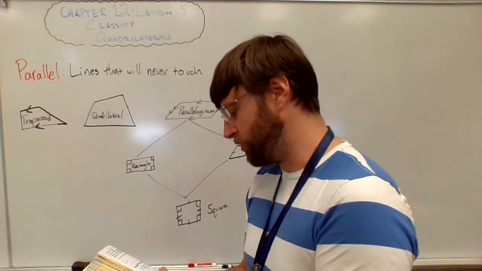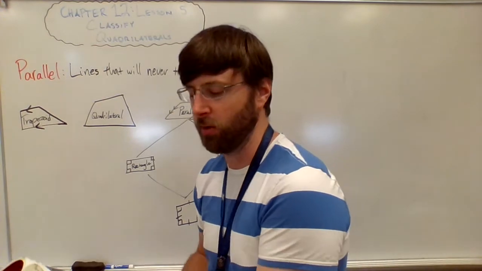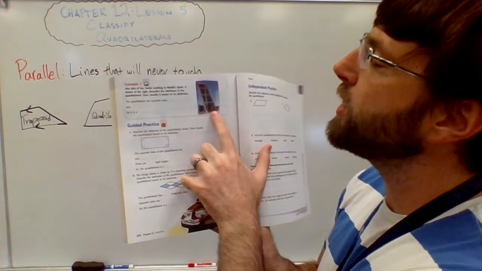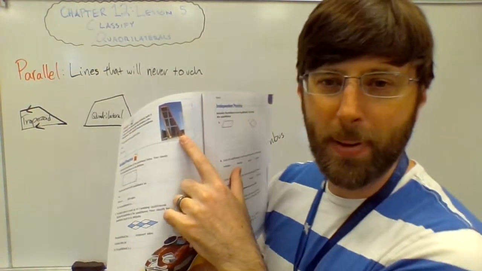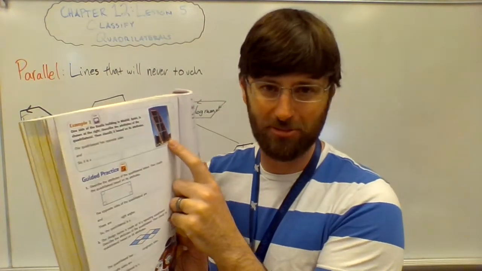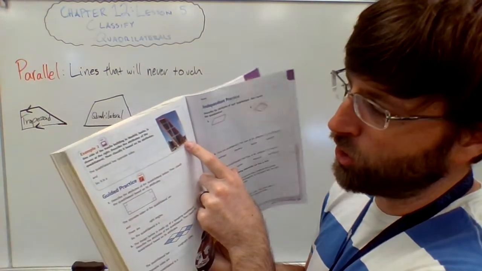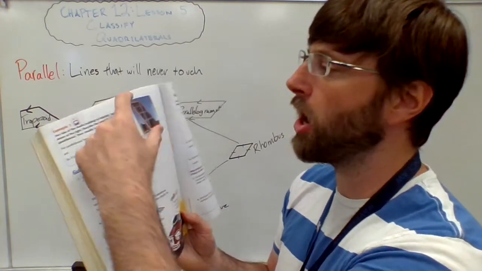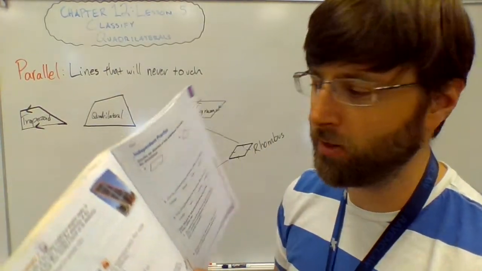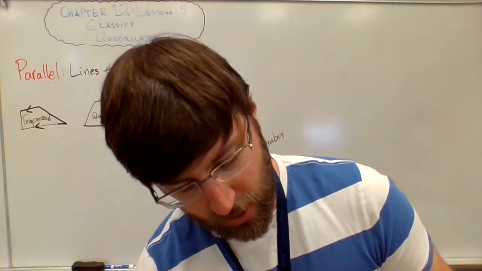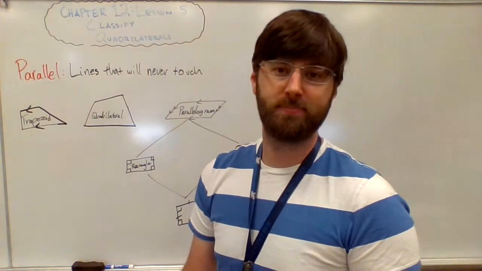All right. I'm going to have you work on, well, let's do number 2 together. Here we see this cool looking building that looks like it's going to fall over, but it won't. How many pairs of parallel sides does it have? It has 2 pairs of parallel sides. The opposite sides are parallel. Therefore, it is a parallelogram.